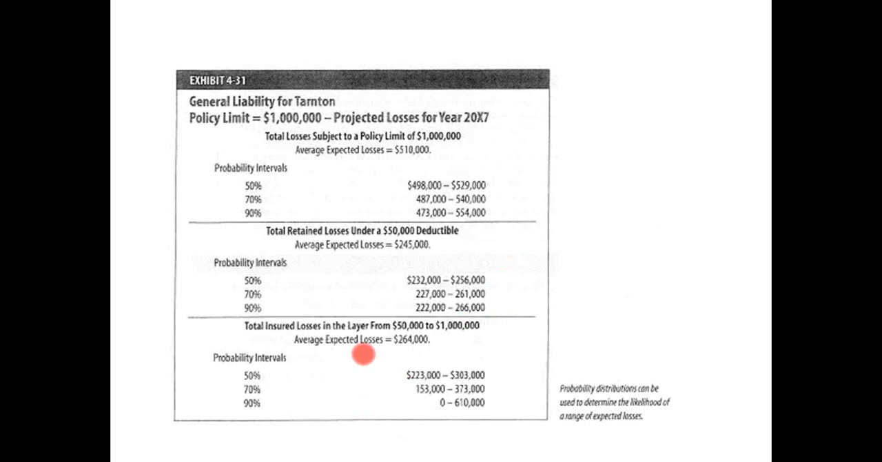And then our last one looks at our total insured losses in the layer from 50,000 to 1 million. What this is basically saying, again, 264 is right in the middle, and that's our expected. So if we were to buy insurance, this is what we expect. And the last one is kind of interesting. Our upper limit is 610,000 in this case, based upon how the calculation's done.